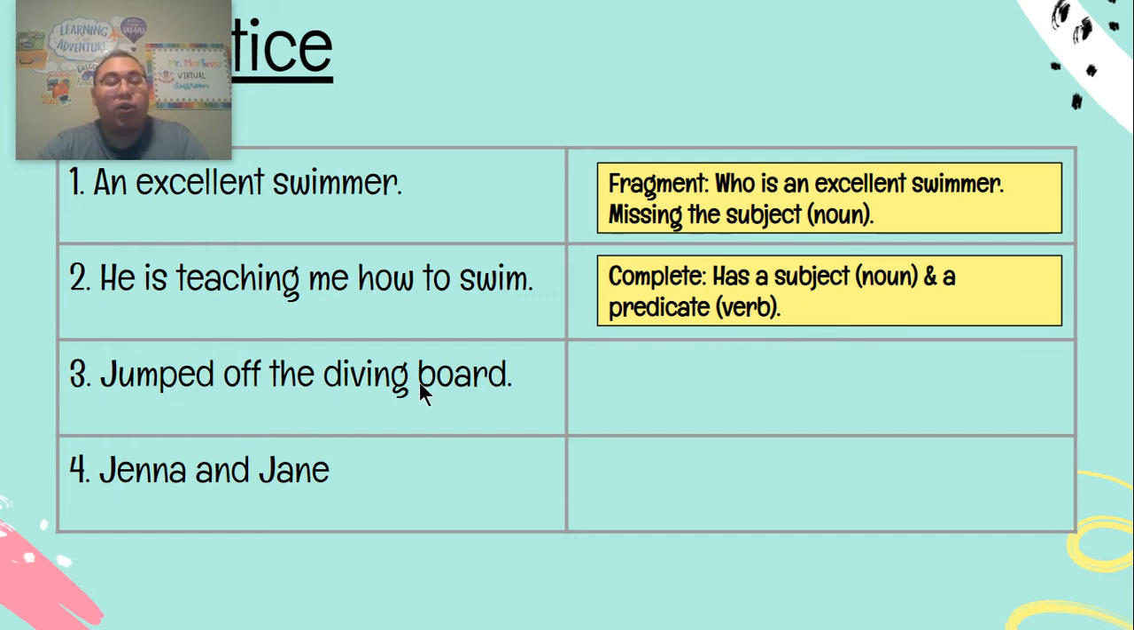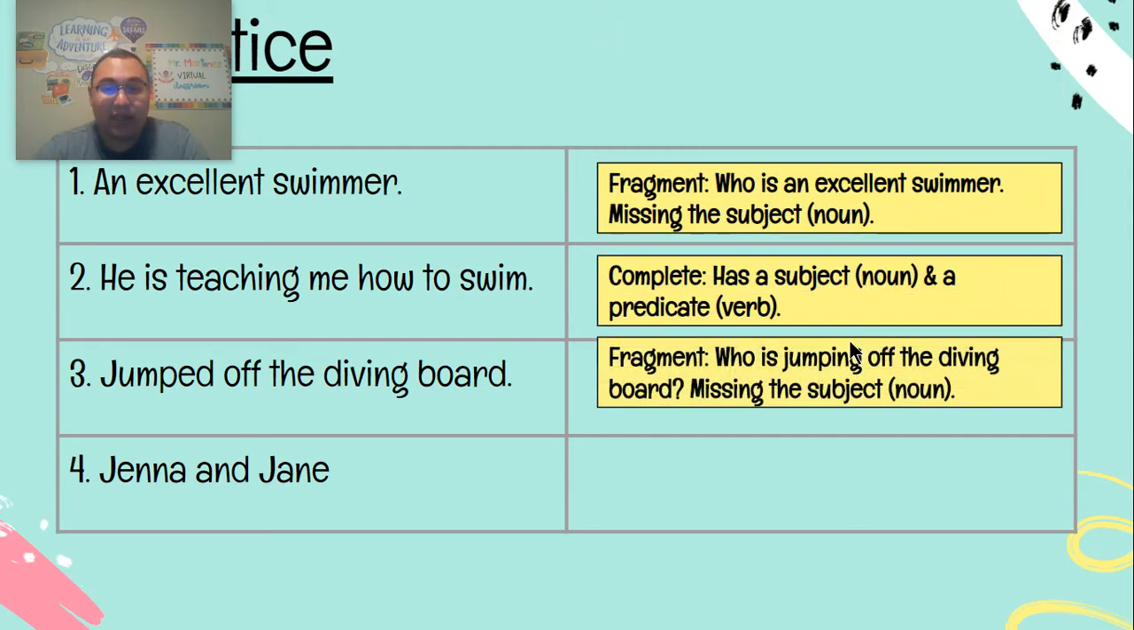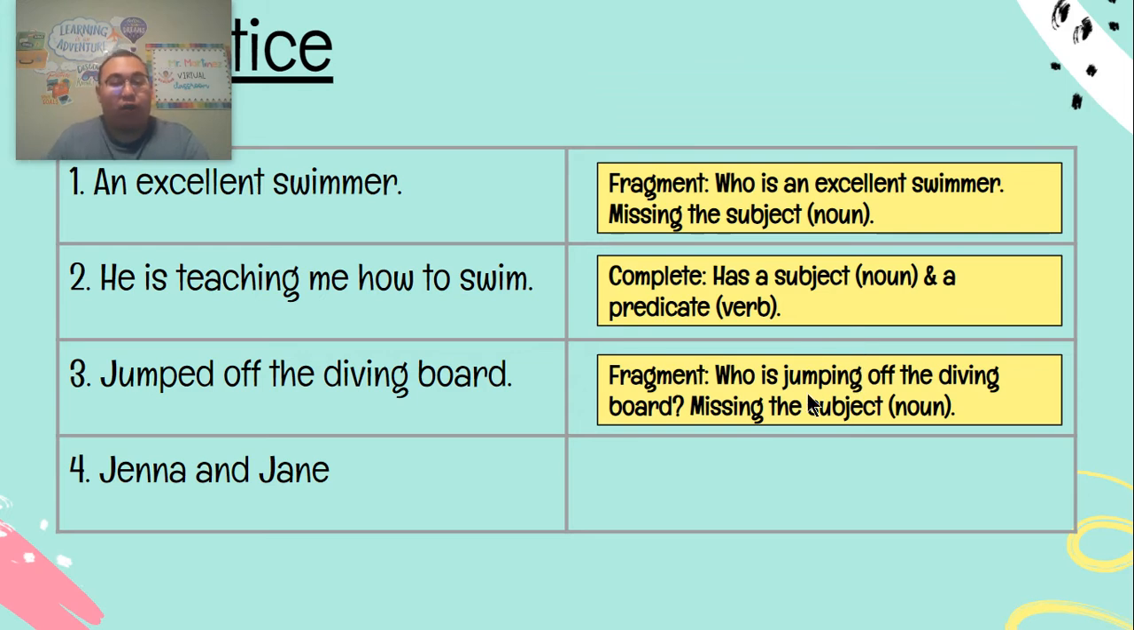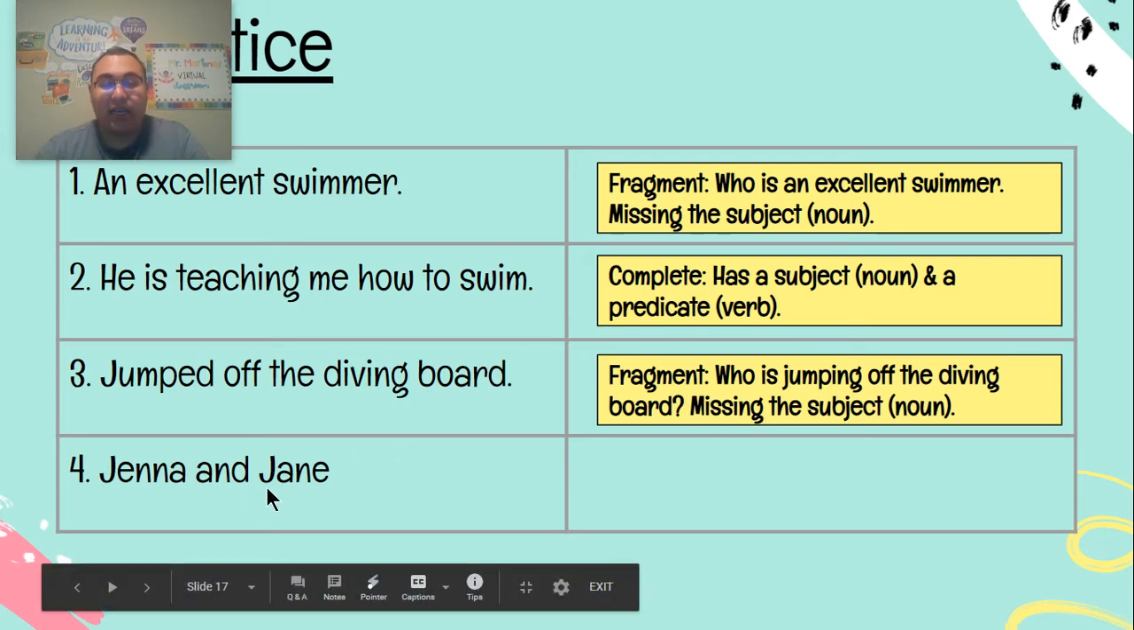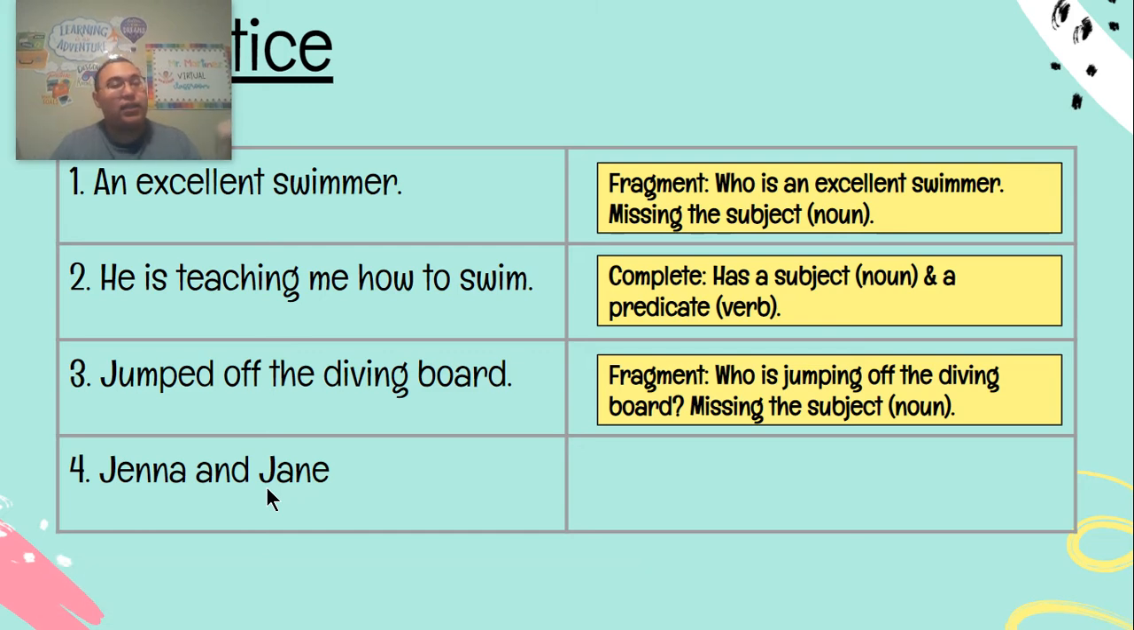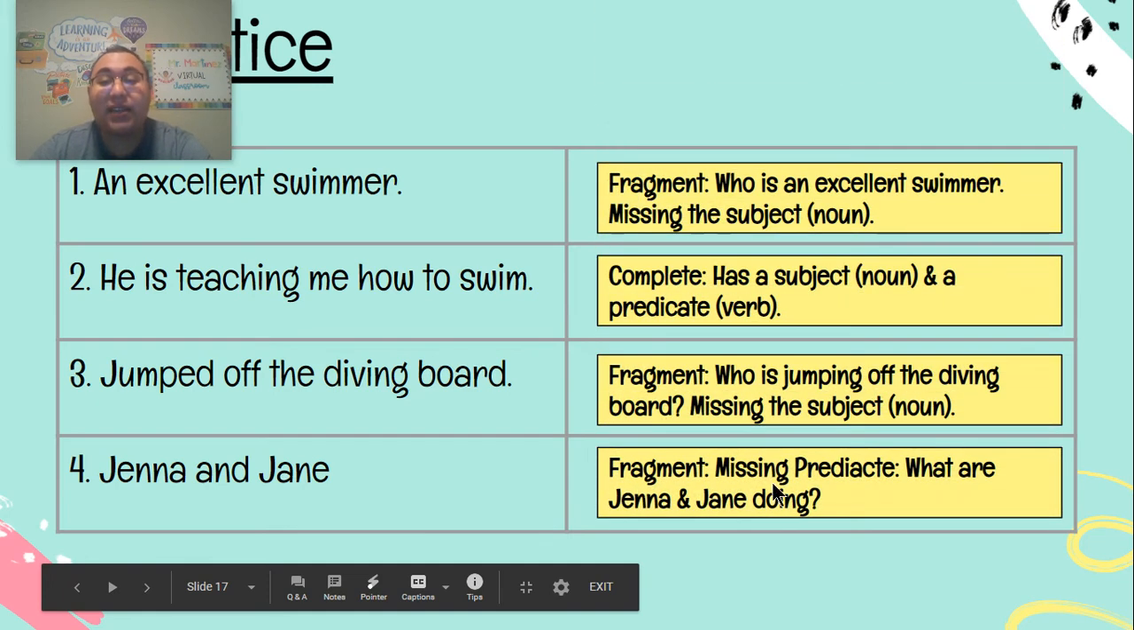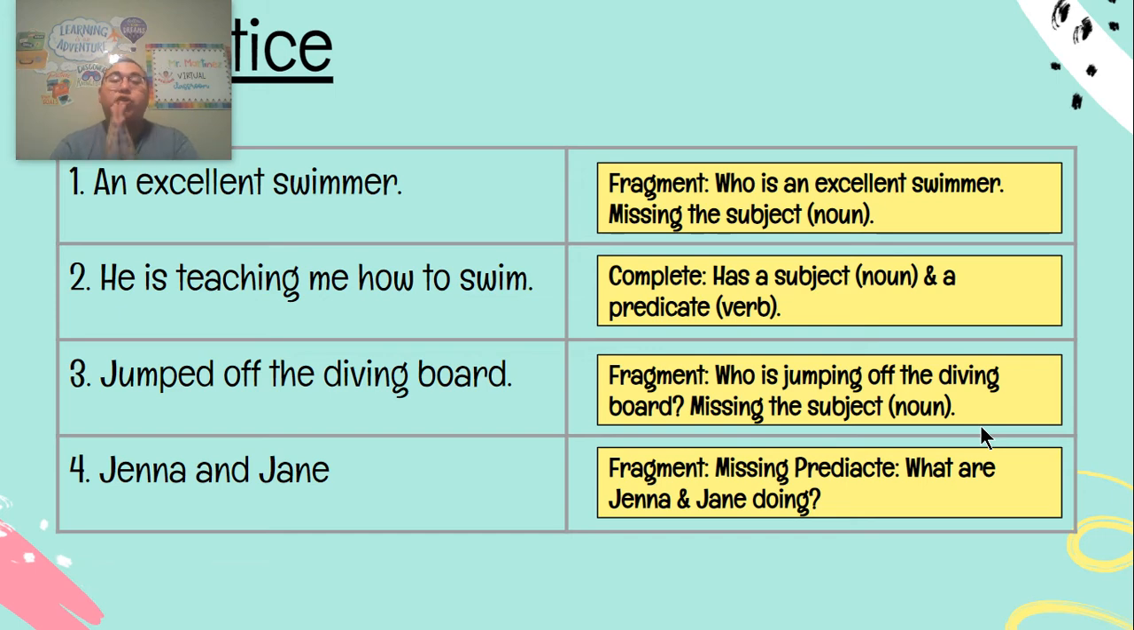Jumped off the diving board. Is this a complete sentence or a fragment? I think that this is a fragment because, who is jumping off the diving board? I'm missing my subject. I'm missing a noun. I don't know who is jumping off the diving board. Gina and Jane. Well, is this a complete sentence or a fragment? I think that this is a fragment because it's missing the predicate. What are Gina and Jane doing? I don't know.